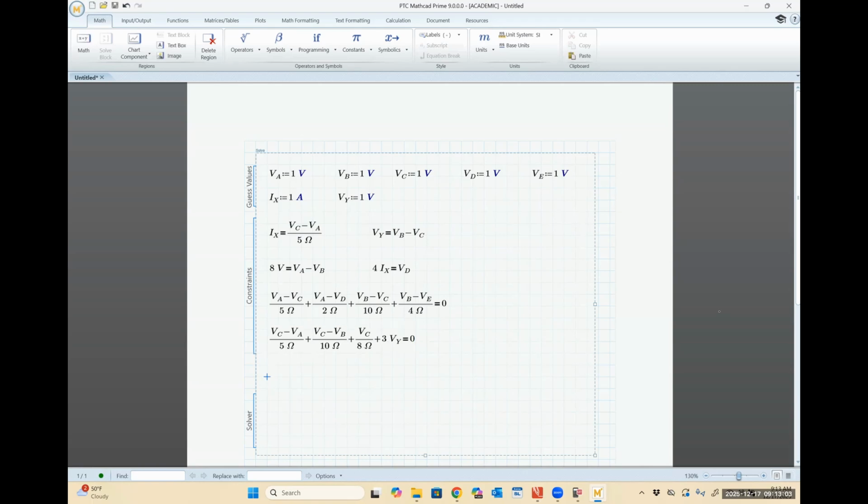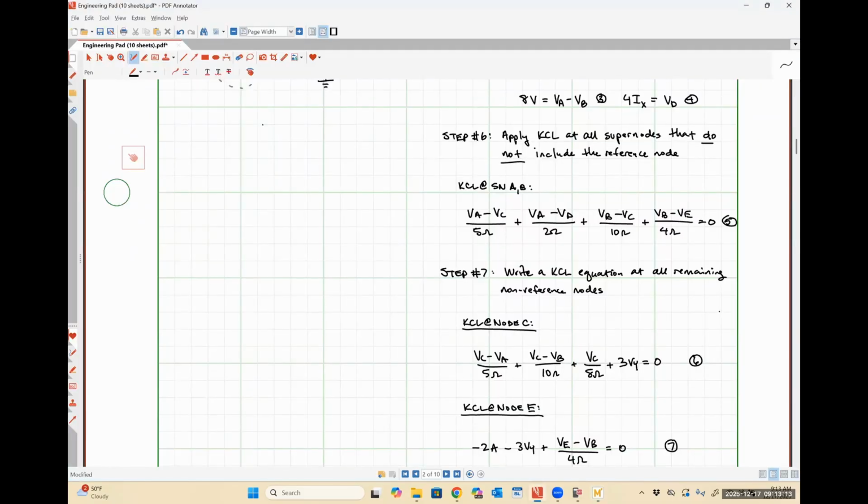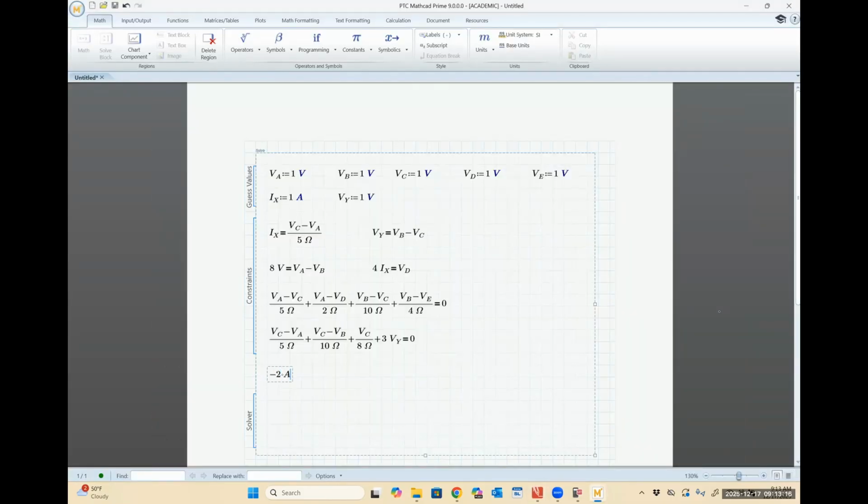And now I'm going to do my KCL at node E. So that was, I think, negative 2 amps. Let me double check. Yep, negative 2 amps minus 3VY, plus VE minus VB over 4 ohms, equal to 0. So 1, 2, 3, 4, 5, 6, 7 equations. So I have all of them typed in.